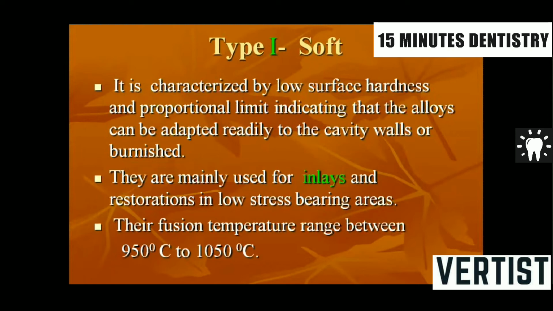type 1 alloys. So if a viva question comes to you, what type of alloy will be used to make a restoration with this cavity preparation, your answer should go like: type 1 alloy, which is soft alloy, has more gold content and it is easily burnishable margin. What is a burnishable margin? Coming to it in a minute. Okay, let's get back to type 1 first. What is meant by burnished margin?